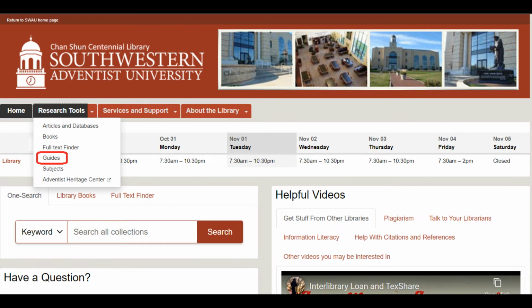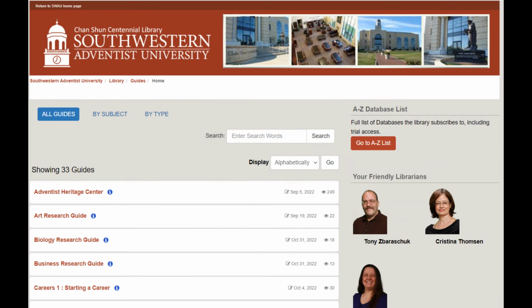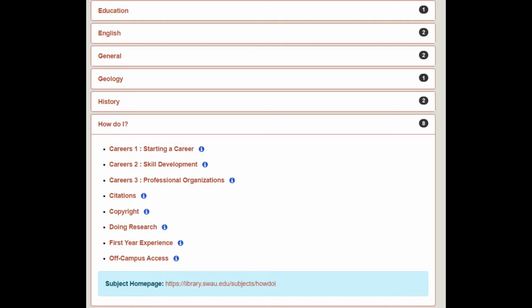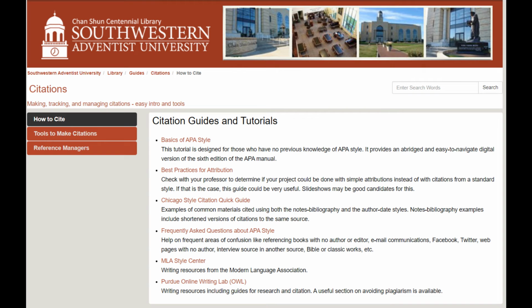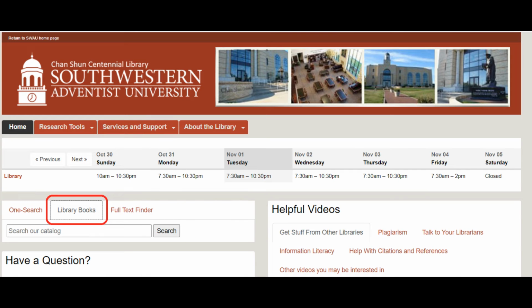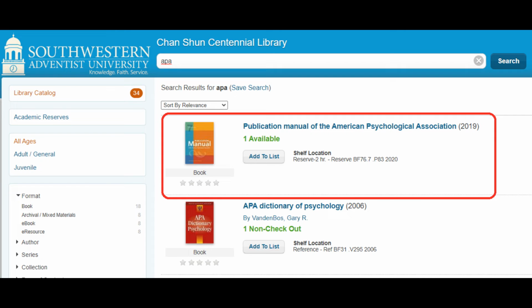Figuring out where all the punctuation goes can be tricky. We have guides on the library website that can help you figure out that part. We also have the style manuals here in the library for you to check with. Any librarian will be happy to help you figure out what to do if you're having problems.